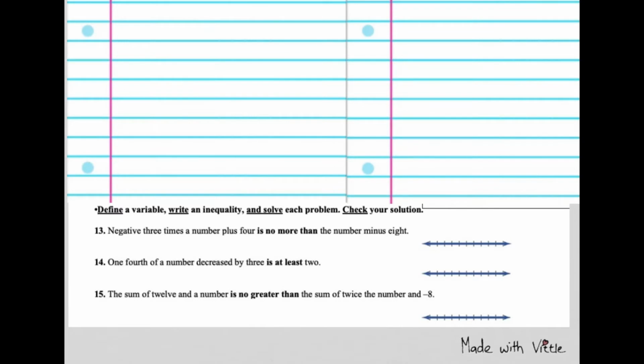Now, let's define a variable, write an inequality, and solve each problem, okay? Let's start on number 13. It says negative 3 times a number plus 4 is no more than the number minus 8.